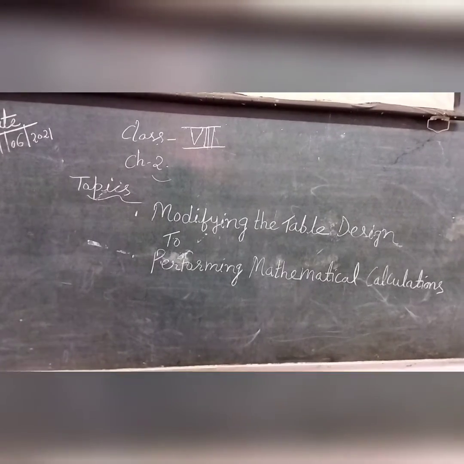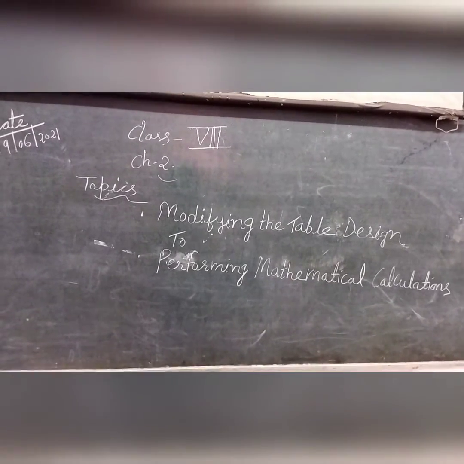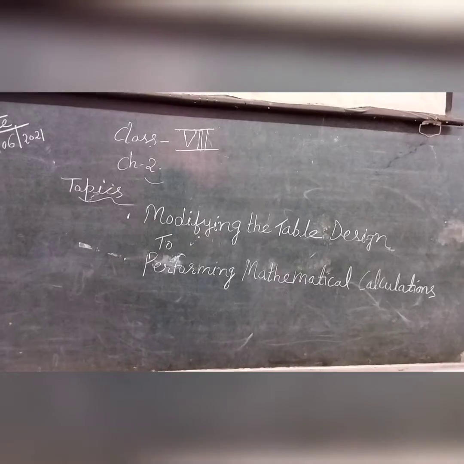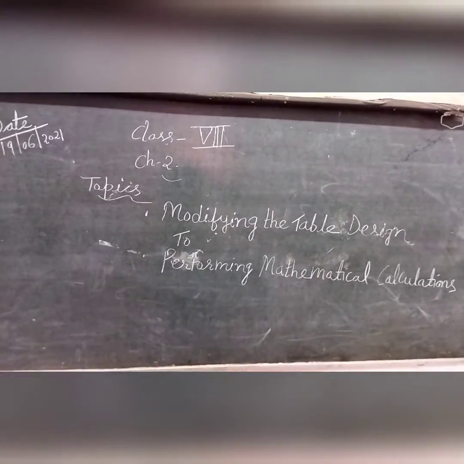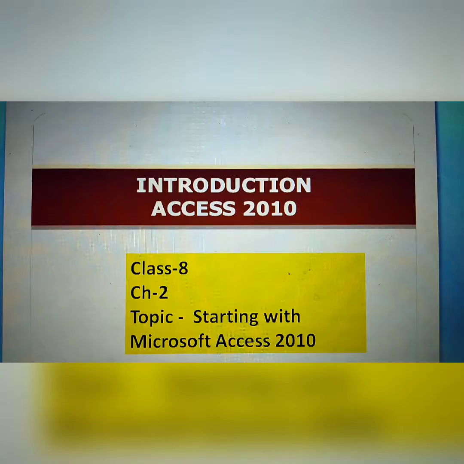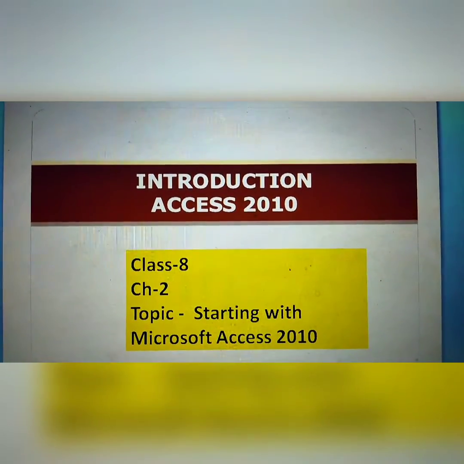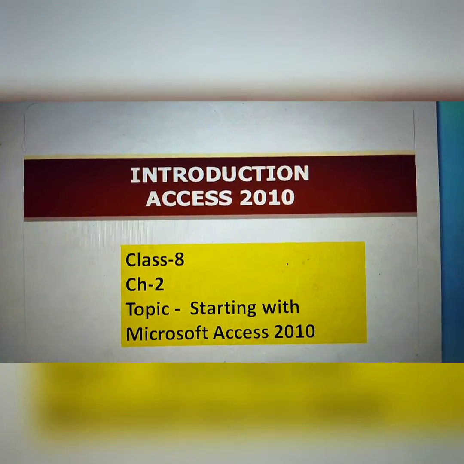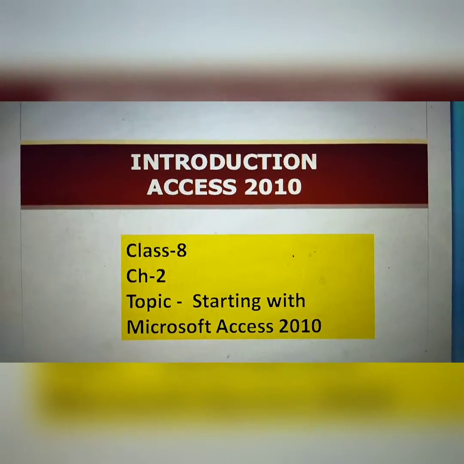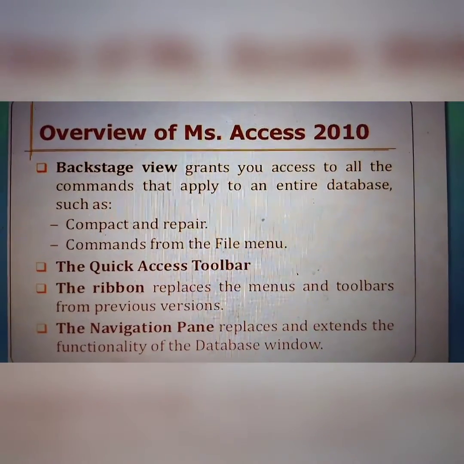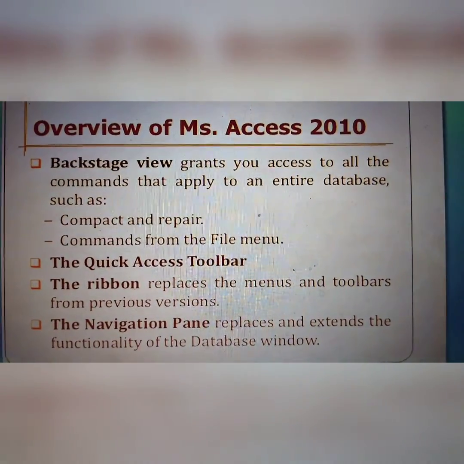So class 8, your chapter number 2. Today we are going to discuss the topic, modifying the table design to performing mathematical calculations. So students, let's start this topic. Class 8, your chapter number 2, starting with Microsoft Access 2010. Let's see first of all an overview of MS Access 2010.